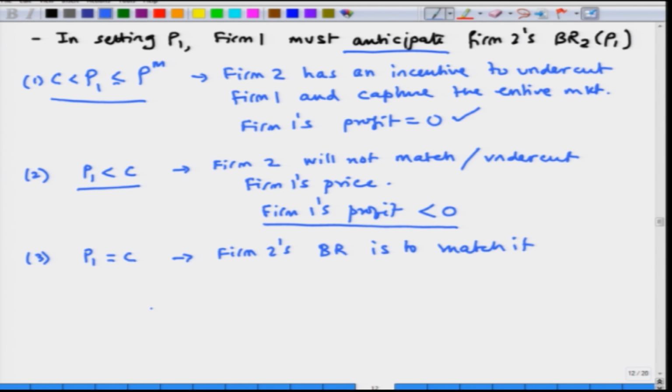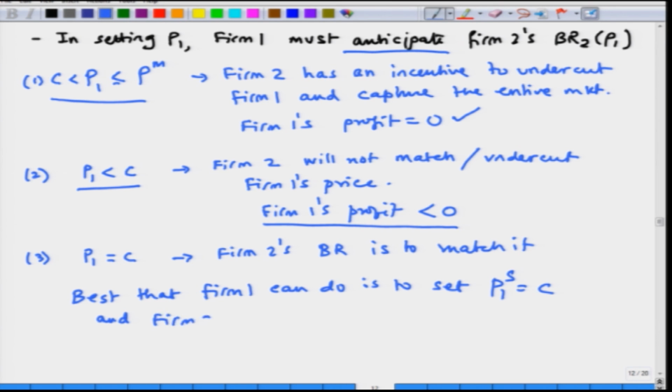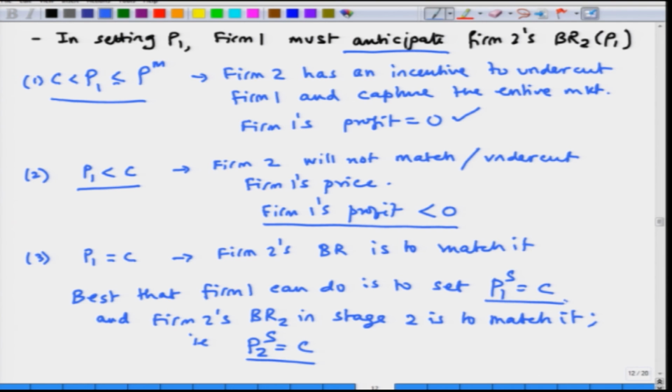So, the best that firm 1 can do is to charge a price which is equal to marginal cost, and firm 2's best response is essentially to match it. So, the best that firm 1 can do is to set P1 equal to C, and firm 2's best response in stage 2 is to match it. That is, the price becomes equal to marginal cost, which is the outcome that we had under the Bertrand model. So, same as in the Bertrand model.